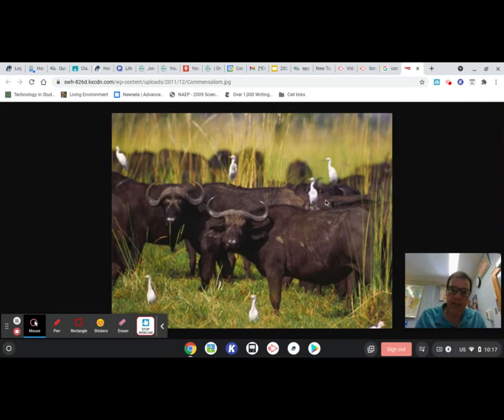So the bird is helped because it gets protection and a view from predators, and the cattle gets no help whatsoever. It's not harmed by it, but it certainly can't get the bird off of its back.